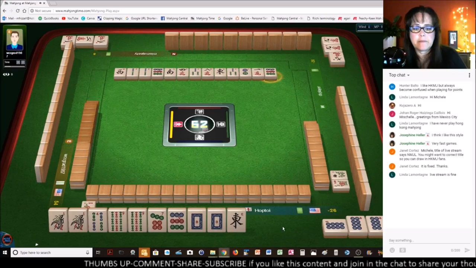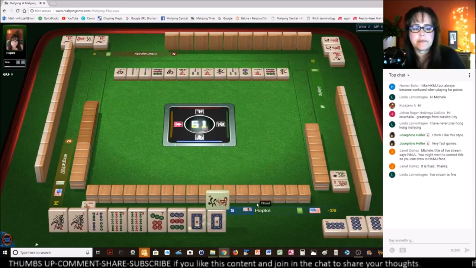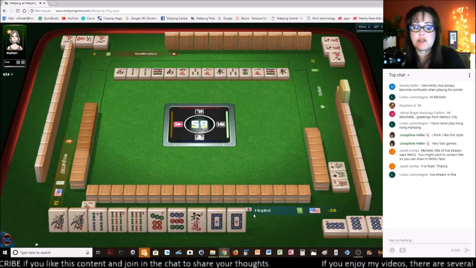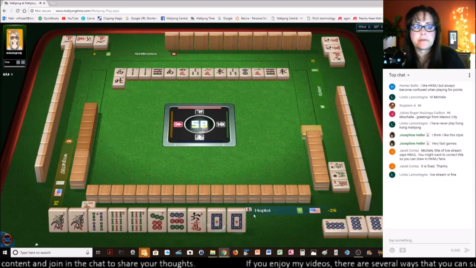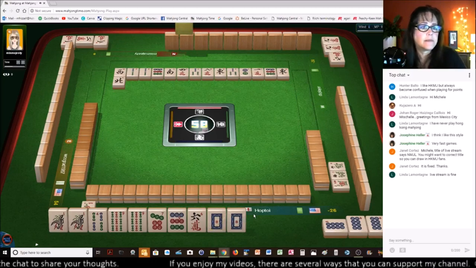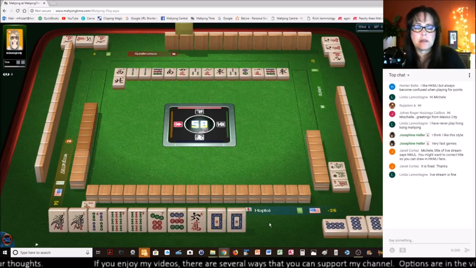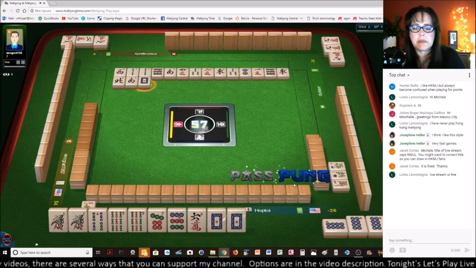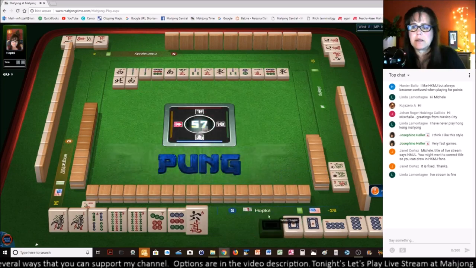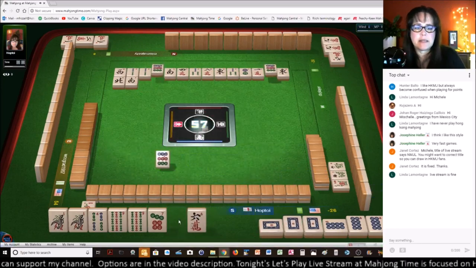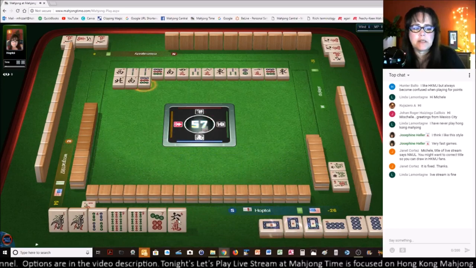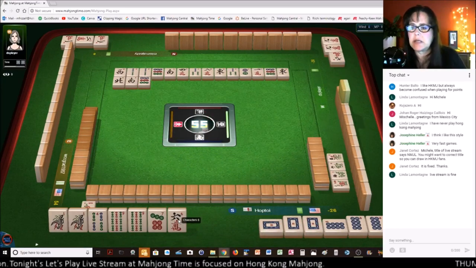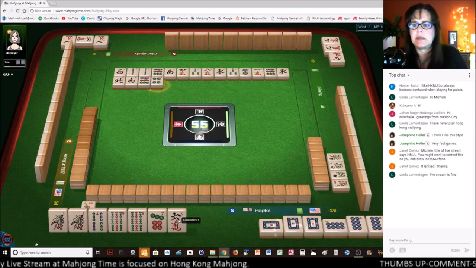Nine dots. East wind. See if we can get this dragon pung. North wind. South wind. White dragon. There's a pung. Pung. Okay, let's get rid of the nine dot. Nine dots. We need to pung the one and the nine bam and have a good number tile for the dots. Wait, any of those are going to be good.